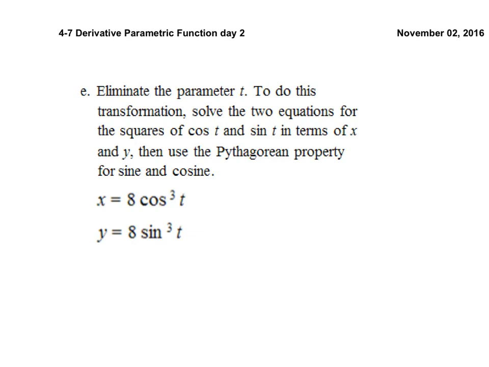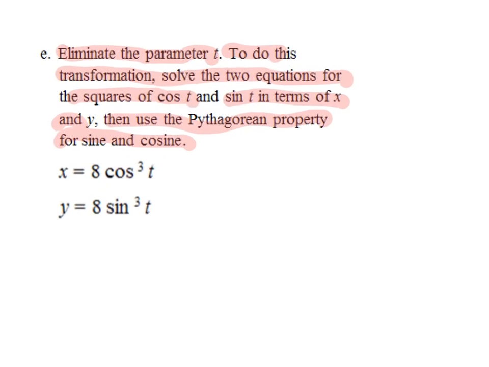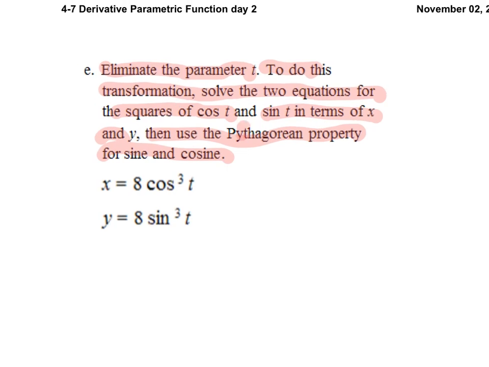Alright, here's the second problem. Eliminate the parameter t. To do this, transform and solve the 2 equations for the squares of cosine t and sine t in terms of x and y, then use the Pythagorean property for sine and cosine. Alright, if you are familiar with this one, it is sine squared plus cosine squared equals 1.